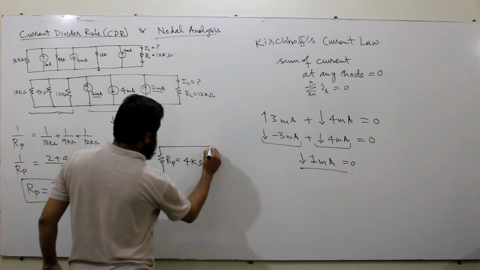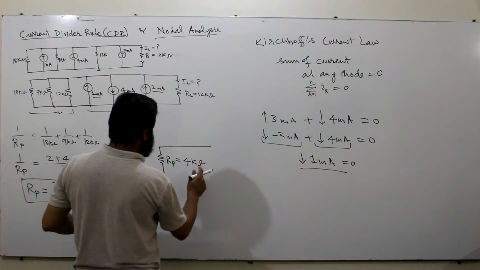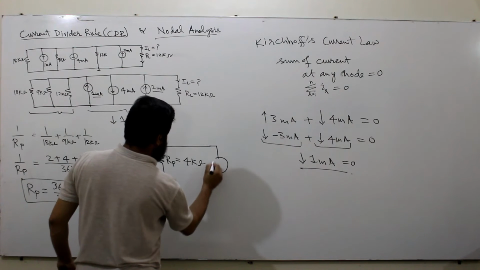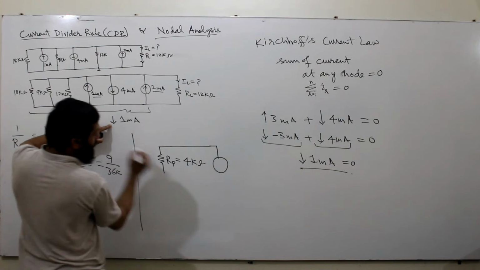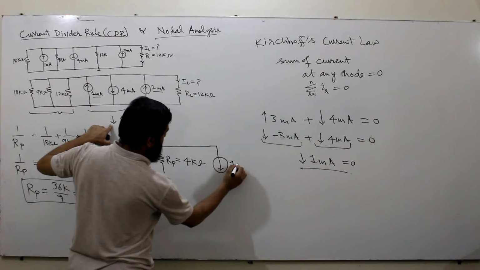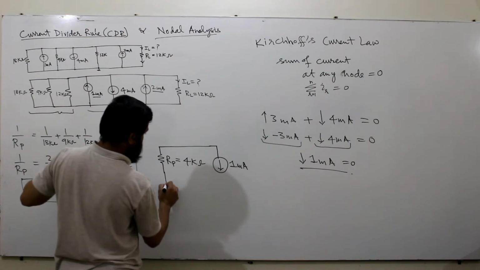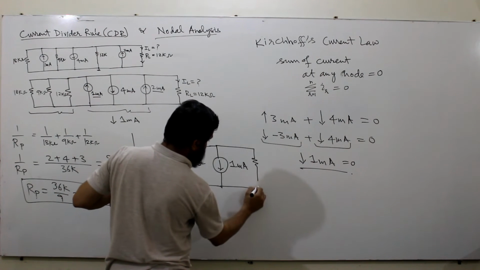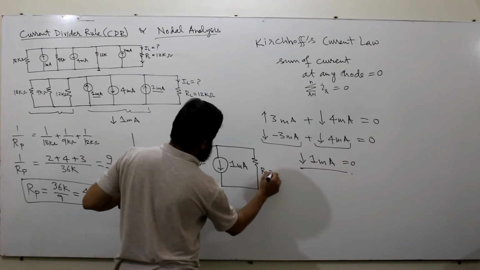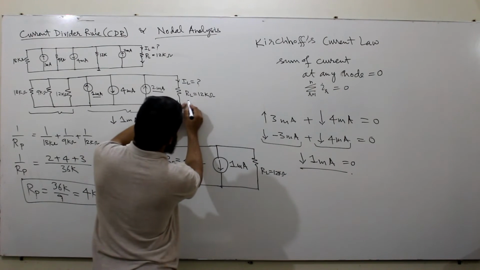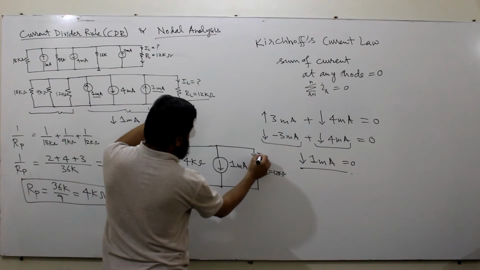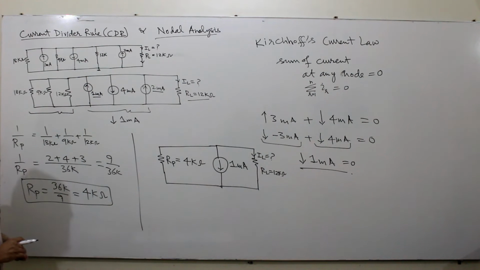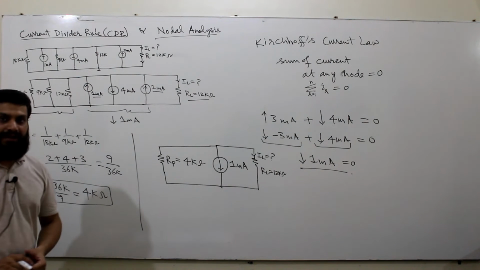The next is the current source, okay, let's keep it in the middle. This is in the downward direction. This is 1 milliampere. And our load resistor RL is equal to 12 kilo ohm. This one, 12 kilo ohm. And we have to find the IL here. Yes, here we have reached the point where we can apply the current divider rule.